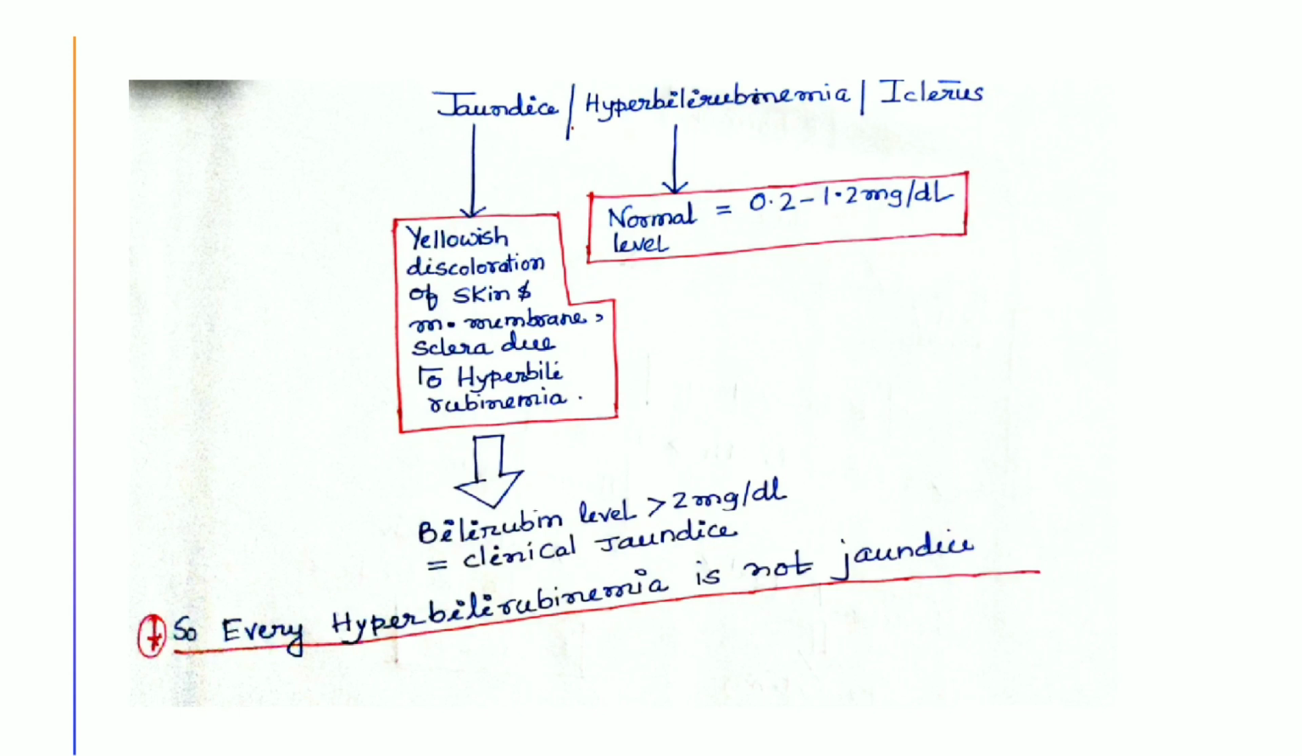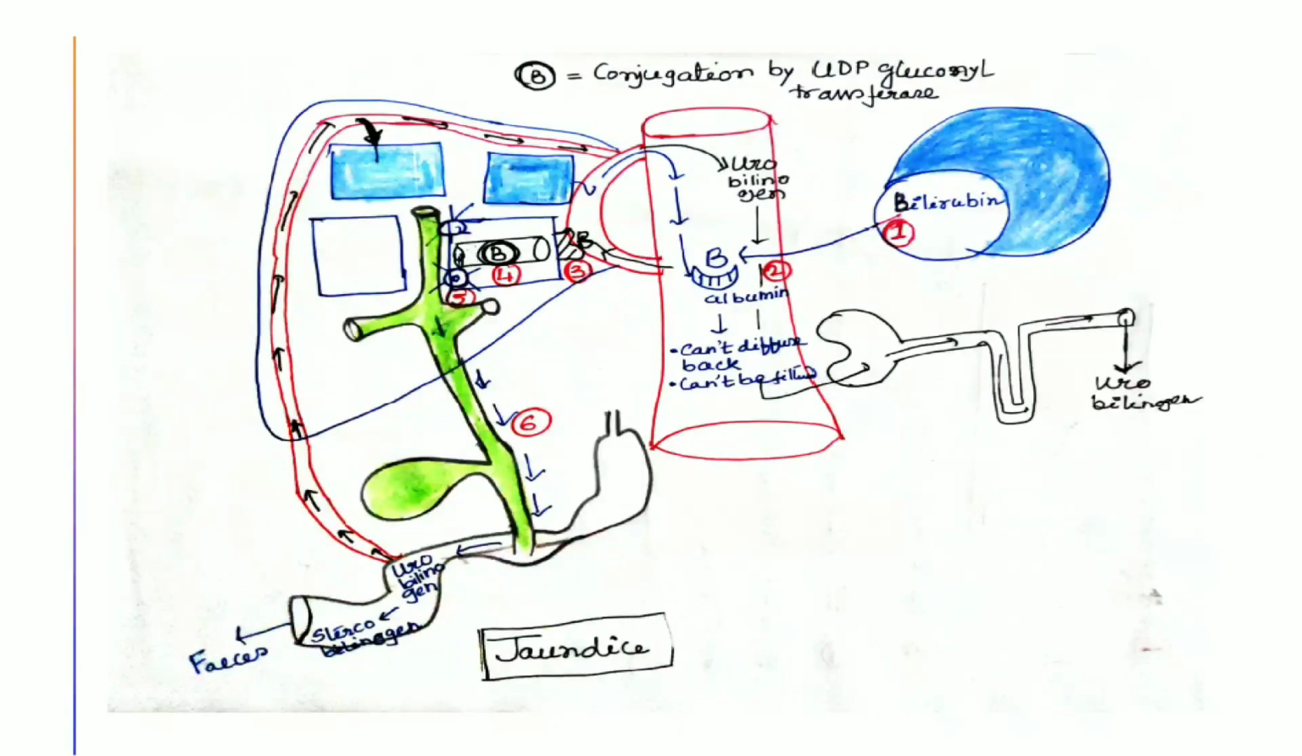Yellowish discoloration can be due to the deposition of carotene as well. So jaundice is yellowish discoloration of skin, mucous membrane and sclera due to hyperbilirubinemia, and this hyperbilirubinemia should clinically exceed the value of 2 milligram per deciliter. Then it is clinical jaundice. So every hyperbilirubinemia, you cannot call a jaundice.